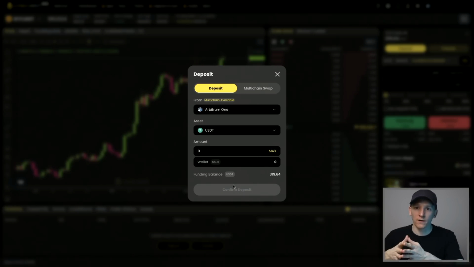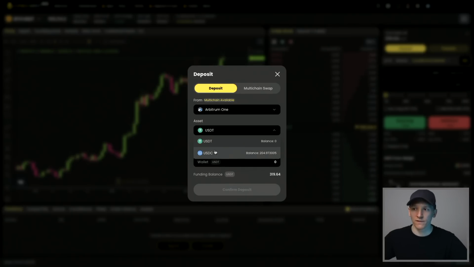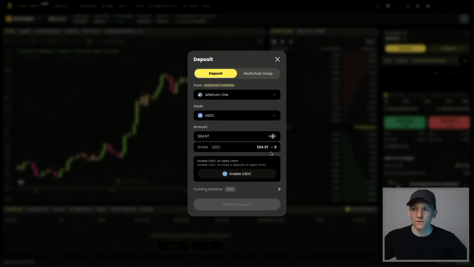Now that requires one transaction from the blockchain into the dApp, and so that requires ETH for gas. On Arbitrum One, it's going to be like 3 cents or something like that, tiny. But that transfers in your USDT or USDC. So you can press max here, USDC. So I've got $200. So you can go ahead.